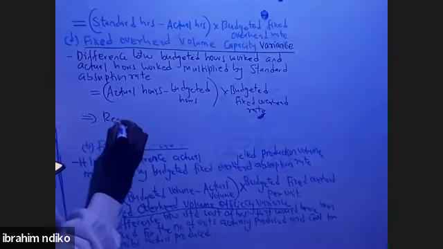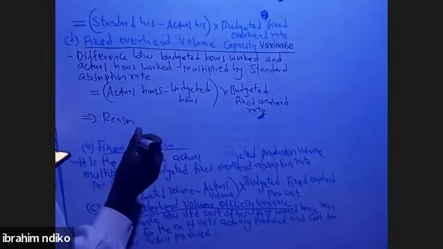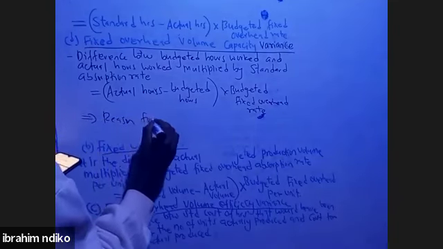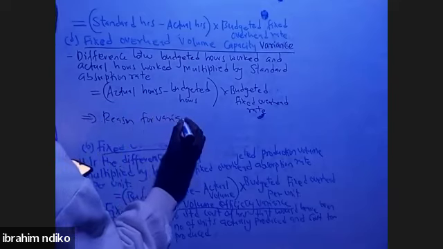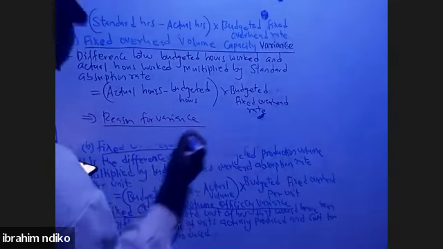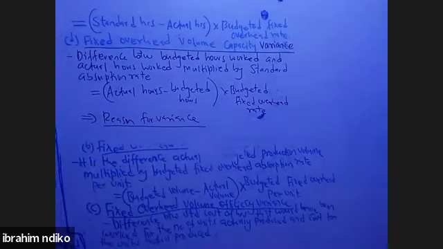So reason for variances, I'm sending to the group. If you want it, you can take it from me. This one I'm sending to the group as a screenshot, for favorable and adverse.